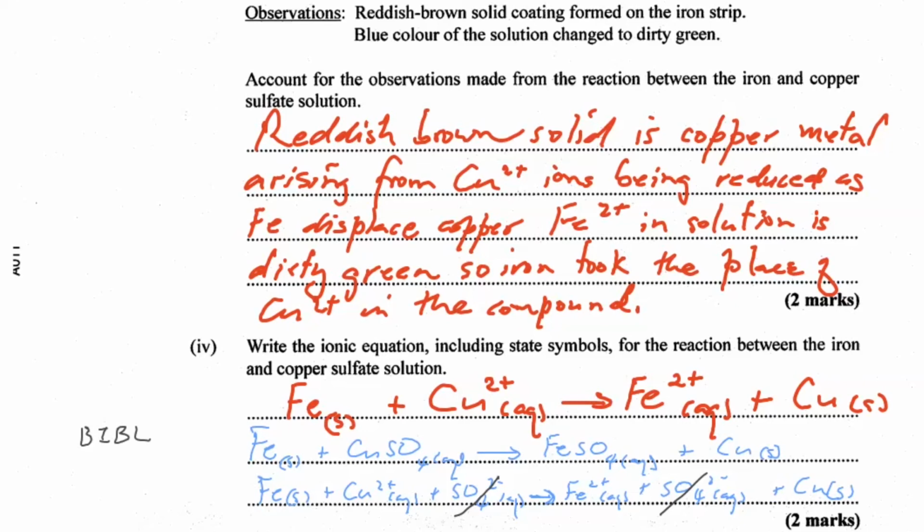So this is what we had at the beginning for our answer, but just demonstrating how we actually came to this point. All right, so that's the Bible technique for writing ionic equations. Over time, it becomes second nature.